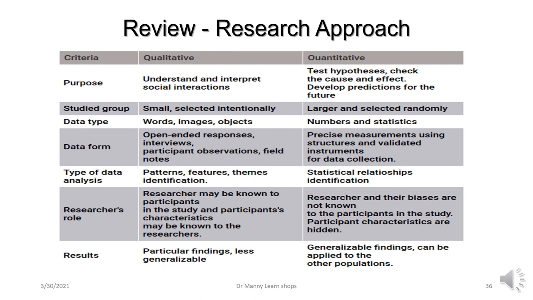In qualitative, the studied group is typically small and selected intentionally. This is called purposive sampling. There's a purpose to the sampling. In the studied group, for the quantitative, you look at larger, much larger groups, and they're selected randomly. When you look at the data type, well, this is words, images, objects. When you look at quantitative, it's numbers and statistics.